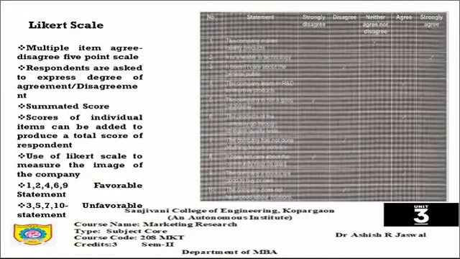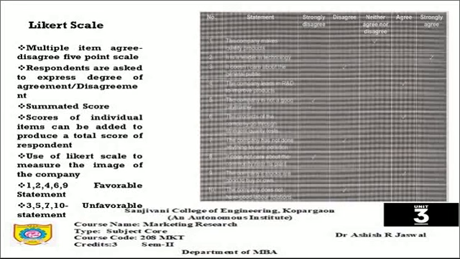If you look at the first, the Likert scale, it is a multiple item agreement and disagreement 5-point scale. If you look at the column, there are five words written after the statement: strongly disagree, disagree, neither agree nor disagree, agree and strongly agree. Moving from left to right, I am moving from disagreement to agreement, and the statements are written at the bottom. Here we are going to calculate the value on the basis of summated scores. Scores of the individual items can be added to produce a total score of the respondent. That is what we need to put across.